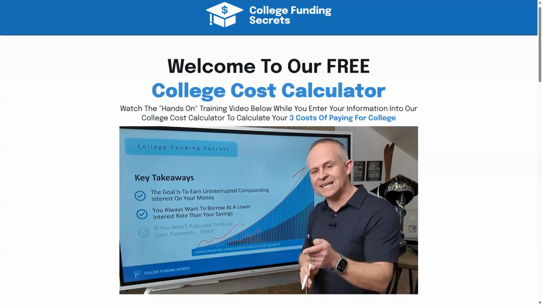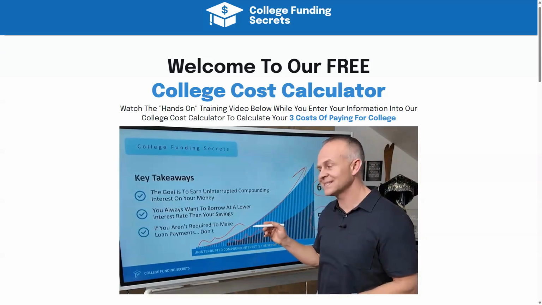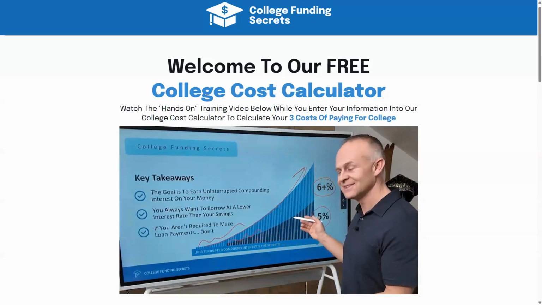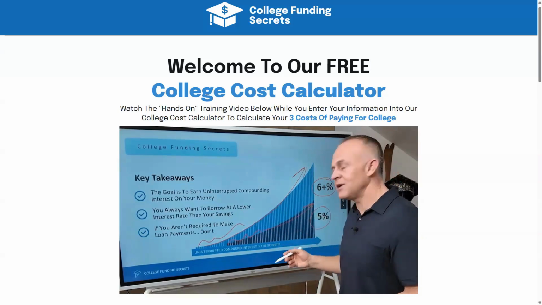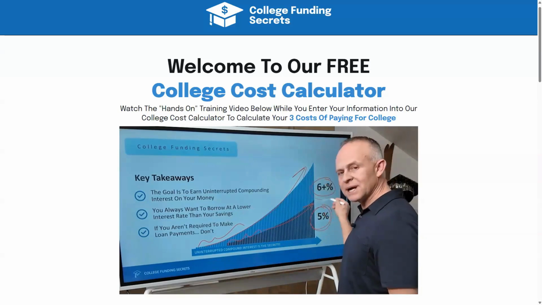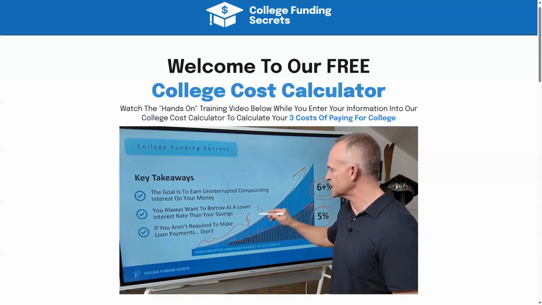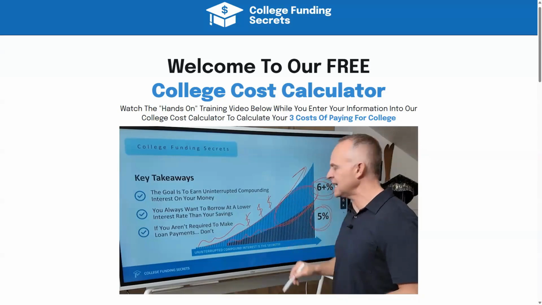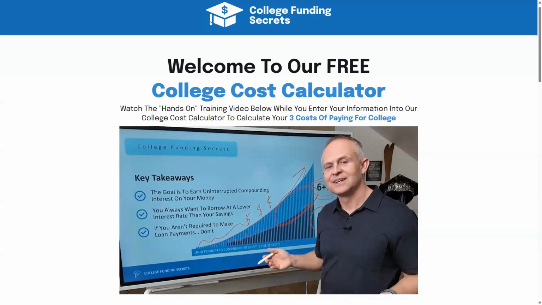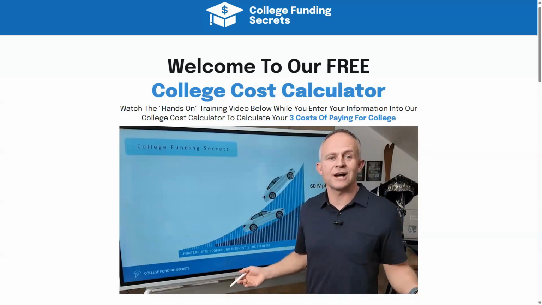And then finally, if you aren't required to make loan payments, then don't. Let it compound at 5%. Let your money compound at 6% and keep putting all of your money towards your savings. And then you're going to have all of this money left over to use for retirement.